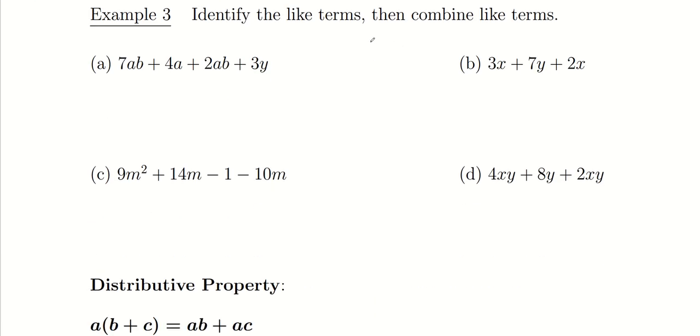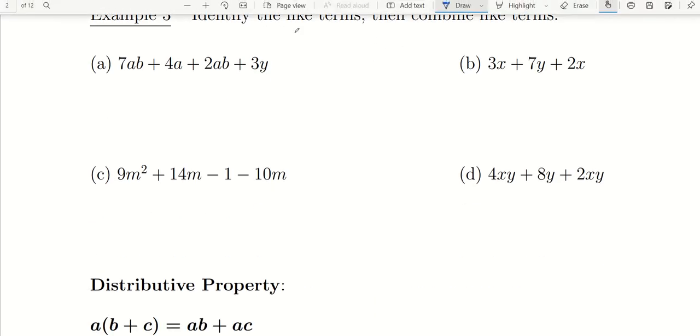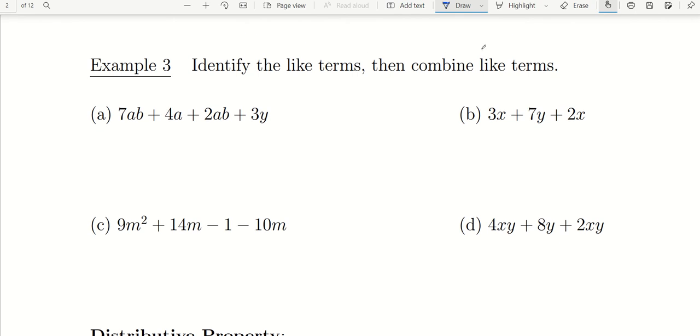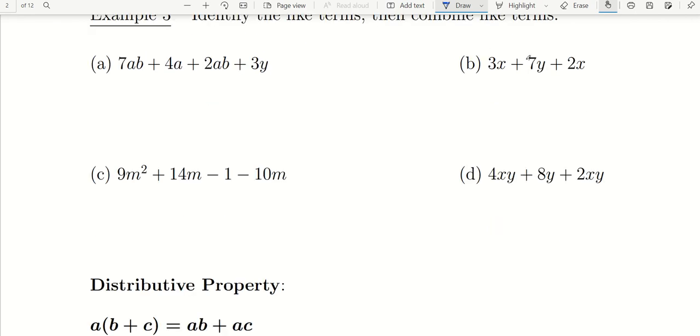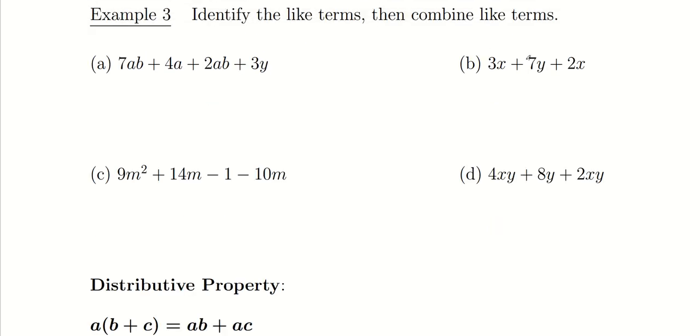Let's get some more practice. In example 3, we're asked to first identify the like terms and then combine them. If I look at 3a, I notice that this expression has 1, 2, 3, 4 terms because they're separated by either addition or subtraction signs. And of those terms, 2 of them are like. We have 2 AB terms.